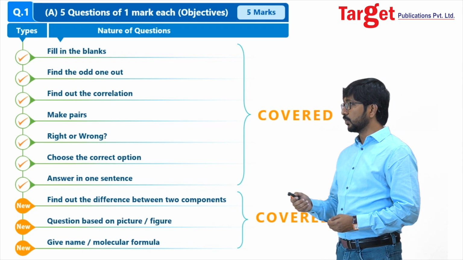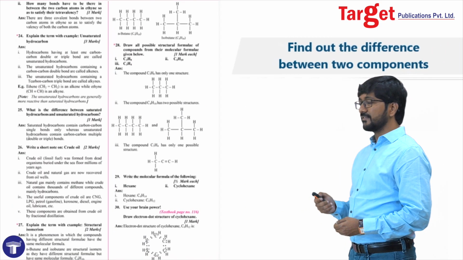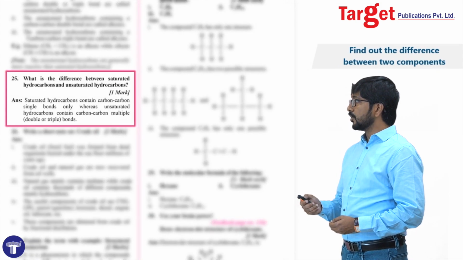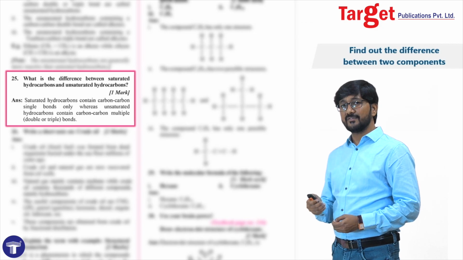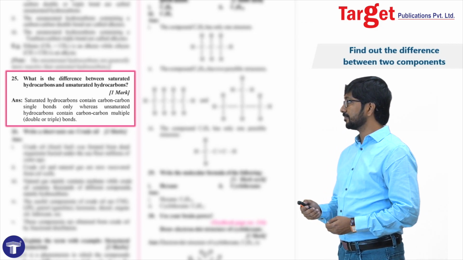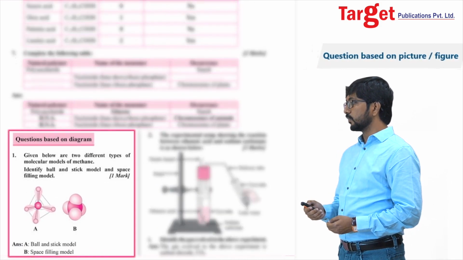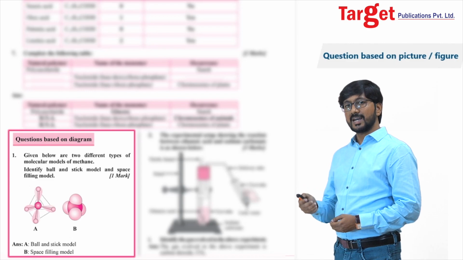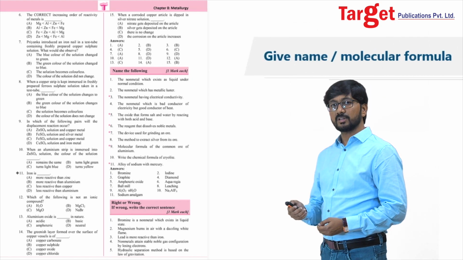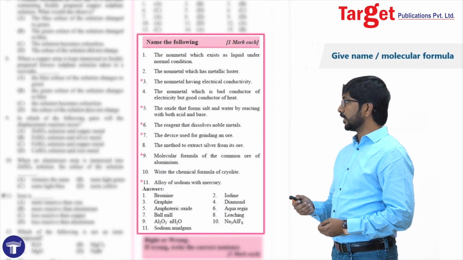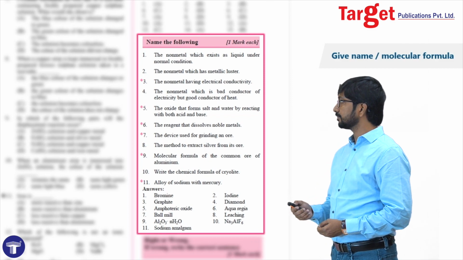Now, let us discuss the new types of questions in more detail. Find out the difference between 2 components. Here, you would be provided with 2 components and you are supposed to write the difference between the 2 components in a single sentence. Then question based on figure. Here you would be provided with a figure and you are supposed to answer the question based on it. Then give names or molecular formula. So in our target notes we have included ample examples.